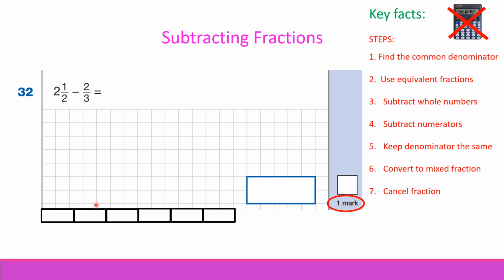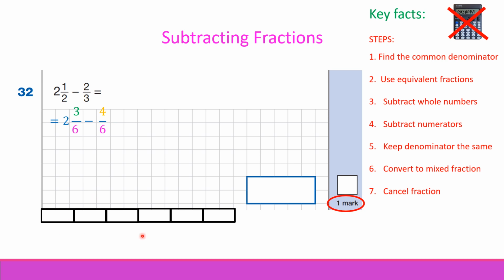Now 2/3. If I split this into thirds, I've got 2 sections here and another 2 sections. So if I draw a line down here and here, I've got 2 sections, 2 sections, 2 sections. I've got 1, 2, 3 thirds. So I want 2/3 of these sections. 1/3 is 2 squares, another third is another 2 squares. So 2 squares plus 2 squares is equivalent to 4 squares. So this is equivalent to 4 over 6. So I've got 2 and 3 over 6 take away 4 over 6.